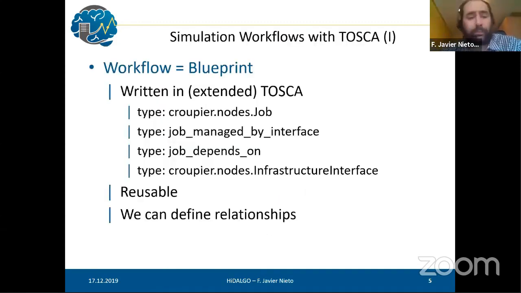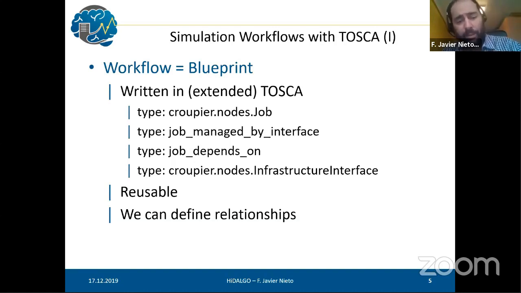So, how the simulation workflows work. A workflow, in the Cloudify language, is a blueprint. As I said, it's a YAML file, and what we did was define some extensions to TOSCA. I put here some examples.